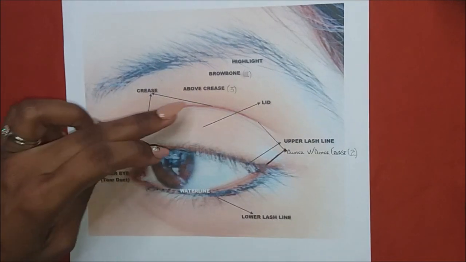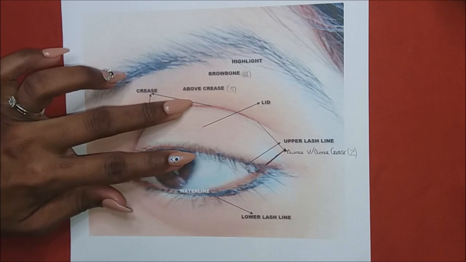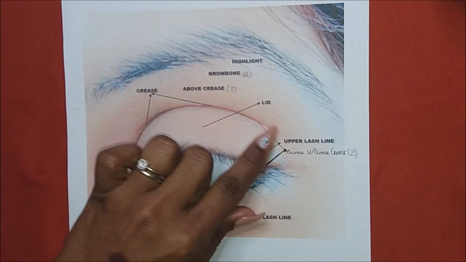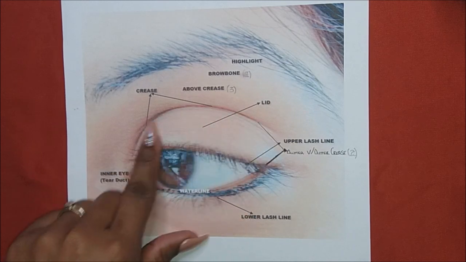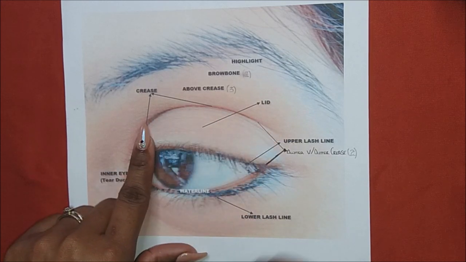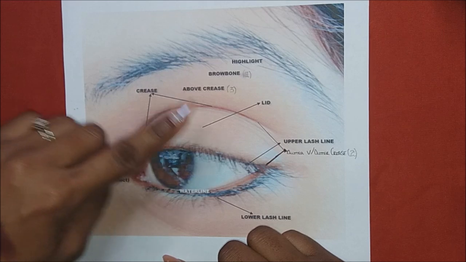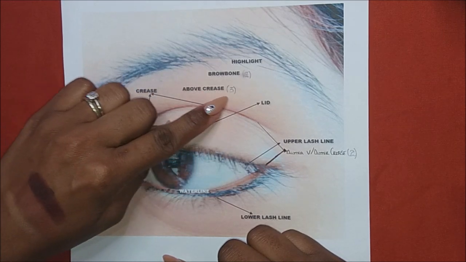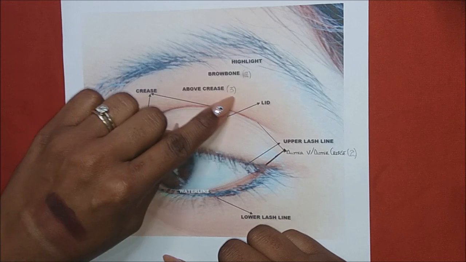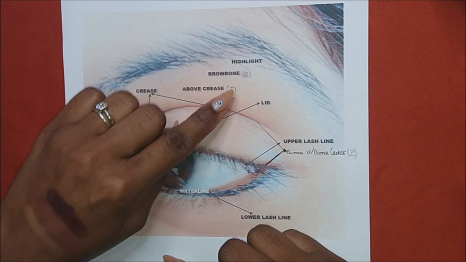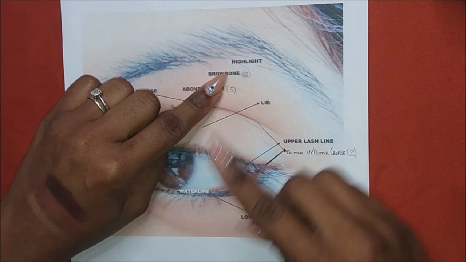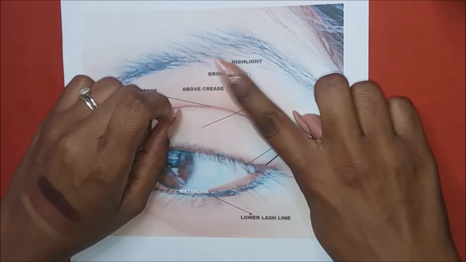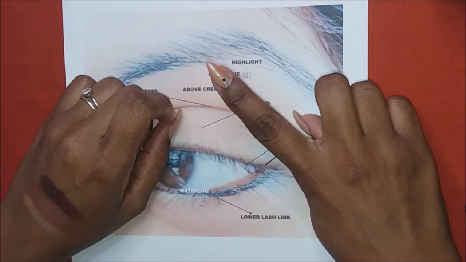So between your crease and your upper lash line, this area here is called the lid. And here persons get really creative, and I'm going to show you how. So from that lid to the crease, we have the above crease. Now this is usually like 1 to 2 millimeters away from your crease, and above that we have the brow bone. So if you tap right here on your face, you're going to feel that bone. That is called the brow bone.